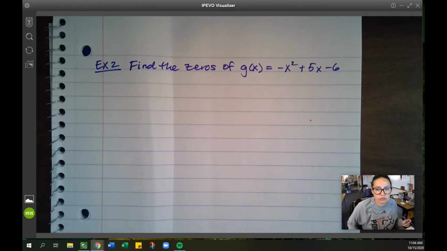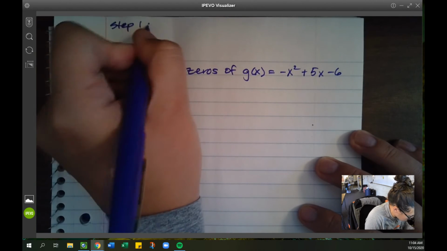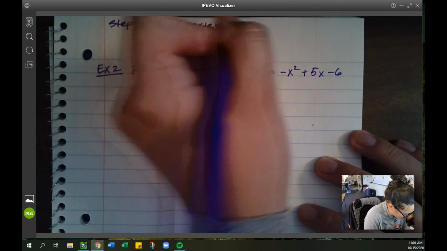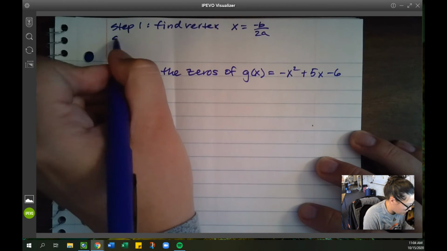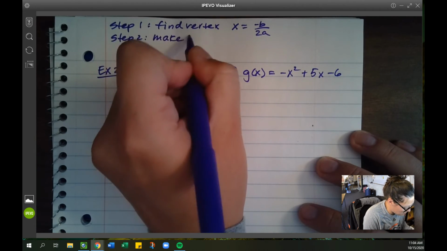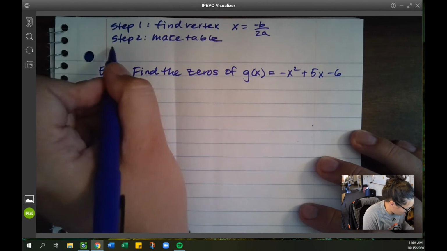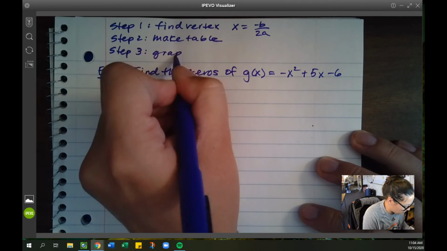All right, let's recap what our steps are. Step 1 is to find the vertex, where we're going to use our formula, negative b over 2a. Step 2 is to make the table with the vertex in the middle. Step 3 is to graph.